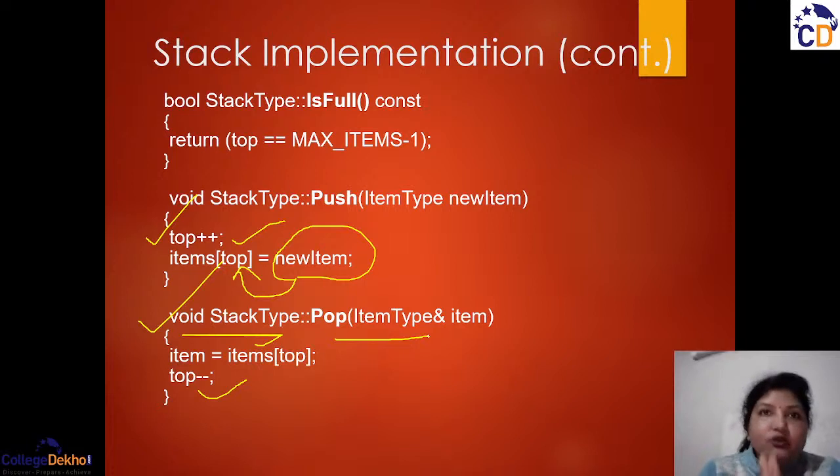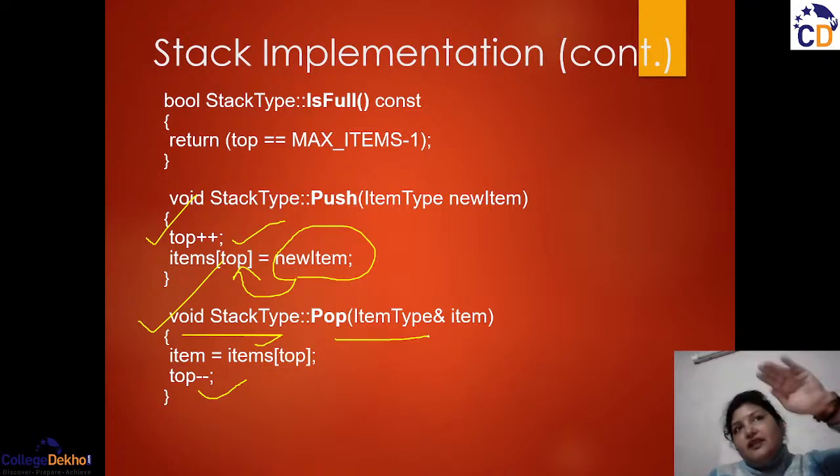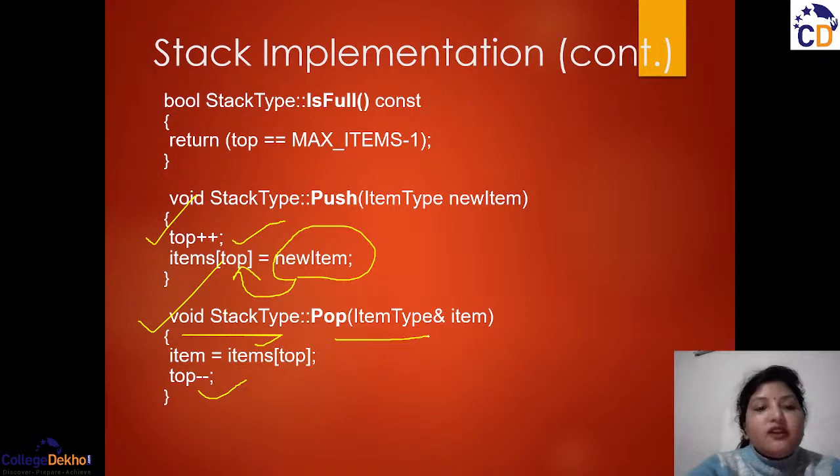For push, you need to check the maximum elements, that the stack is not full. For pop, that the stack is not empty. If you have an empty stack, what are you going to pop? There is nothing in the stack, right? And if the stack is completely full, what are you going to add? So these two conditions are checked beforehand while using these two functions, right?